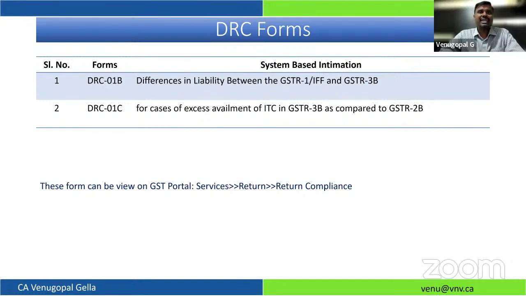We have two forms, DRC-01B and DRC-01C, which are system-based intimations. Please note, they are system-based intimations. Wherever there is a difference in liability, which means my GSTR-1 is showing 10 lakhs liability while in 3B I have paid 9 lakhs, there is a difference. Notice would be served in the form of DRC-01B. Or, in my GSTR-2B I have credit of 10 lakhs, while in my GSTR-3B I have taken 12 lakhs credit, 2 lakhs extra. Notice would be served in the form of DRC-01C asking why you have made an excess availment.